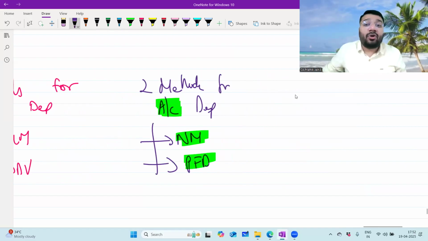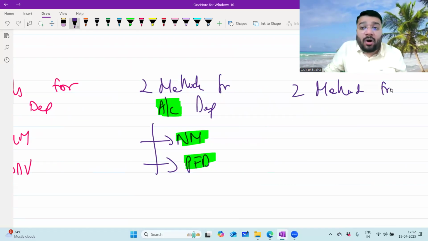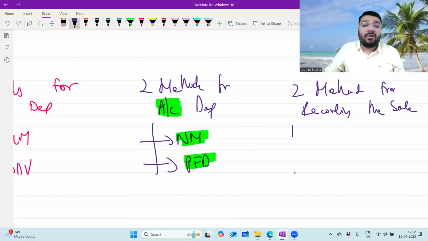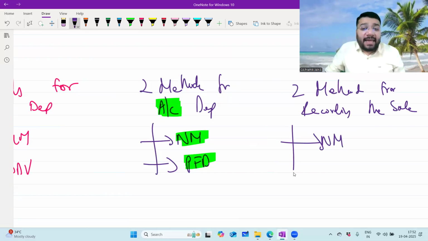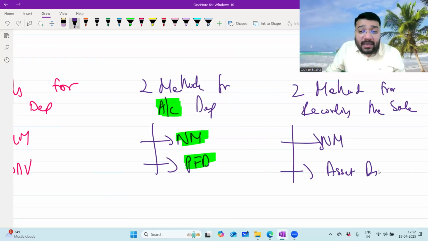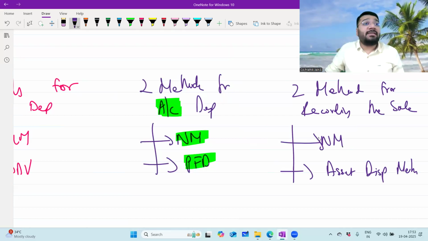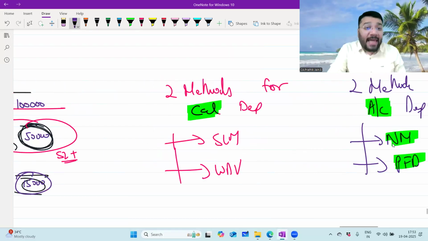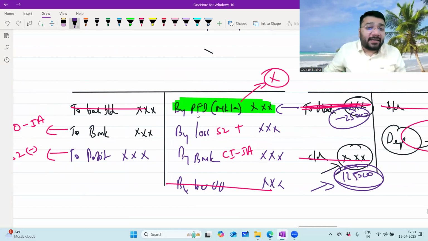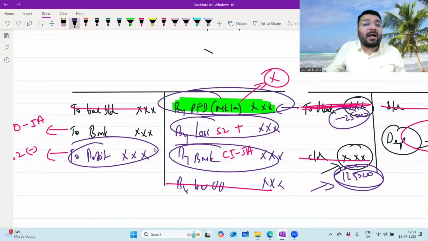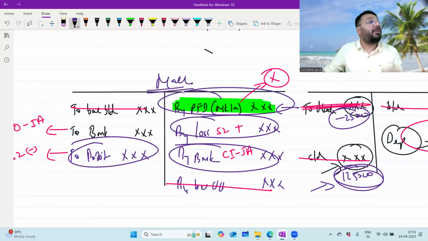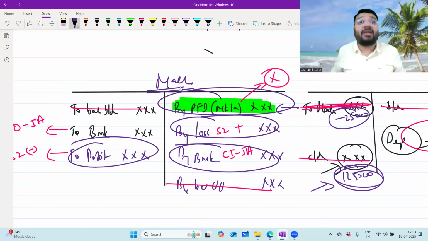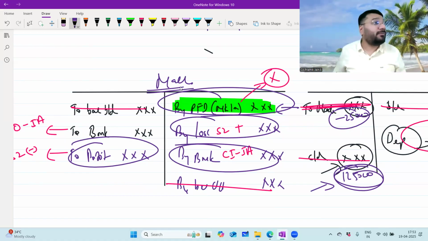Like that, we have two methods now for recording the sale of an asset. One is again the normal method. Second is the asset disposal method. In the normal method, you record the disposal of the asset in the asset account itself. Like if you see here, I recorded the disposal of the asset. That is PFD account, loss account, profit account, bank account, that is the sale value. Everything is recorded in the machine account itself. So when I record all the disposal related information in the asset account, then this becomes the normal method.